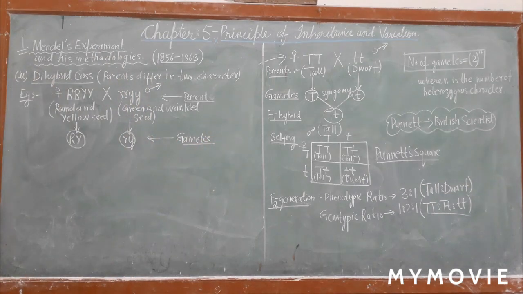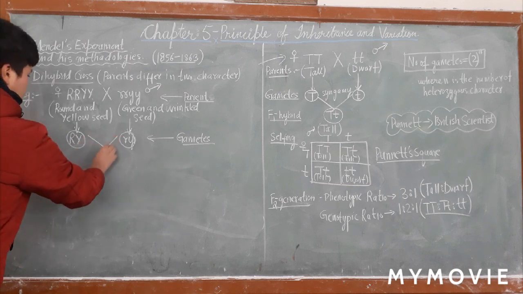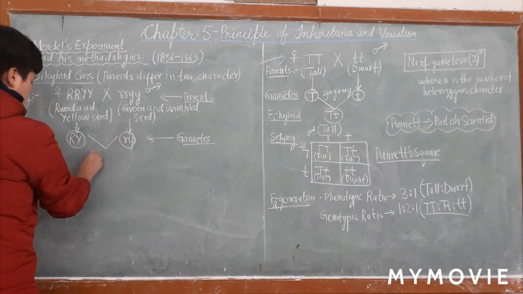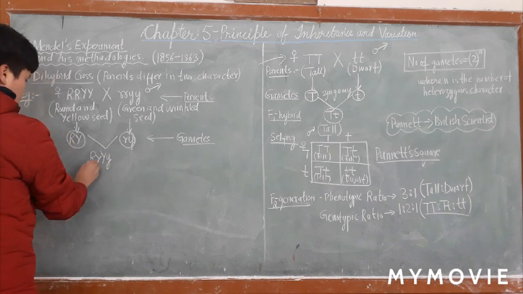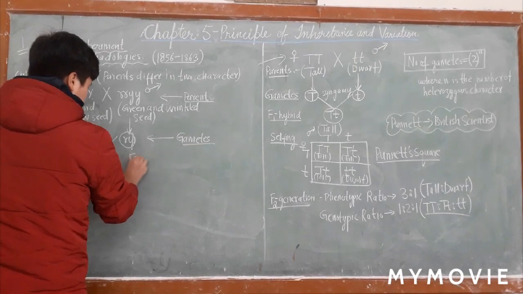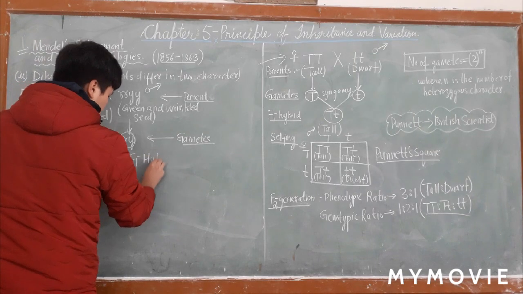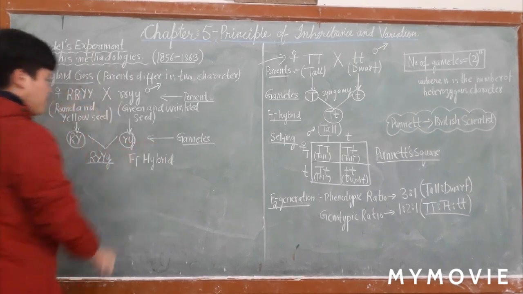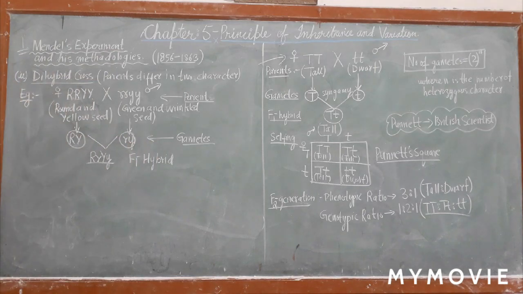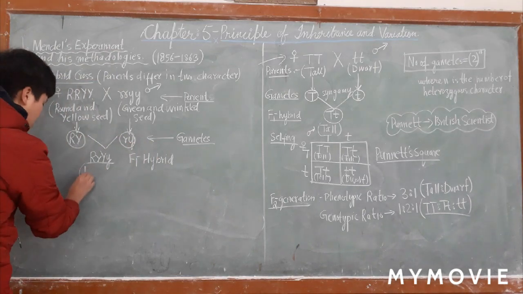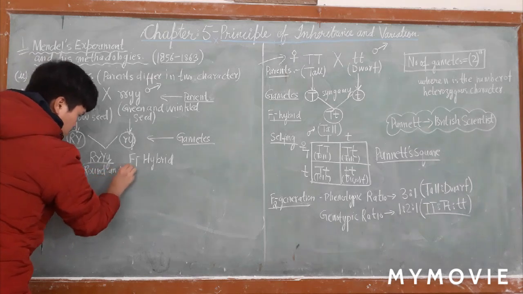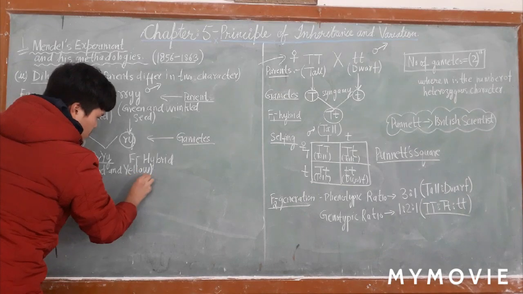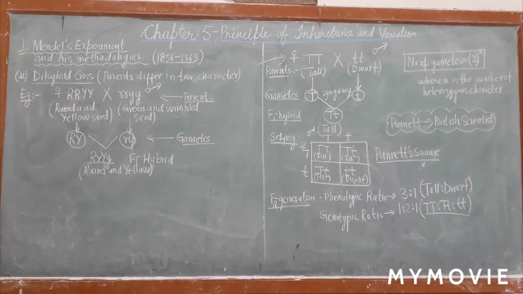Gametes are formed. Usually fertilization takes place, syngamy takes place, and you will get small r, y, small r. Okay, so this is your F1 hybrid. Now F1 hybrid is also round and yellow. Okay, F1 hybrid is also round and yellow.